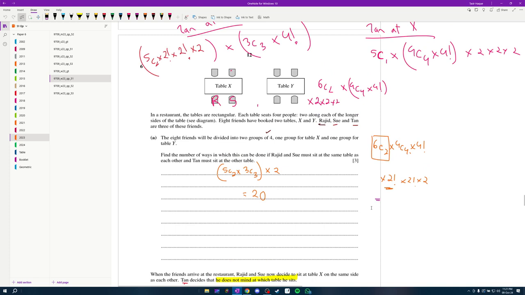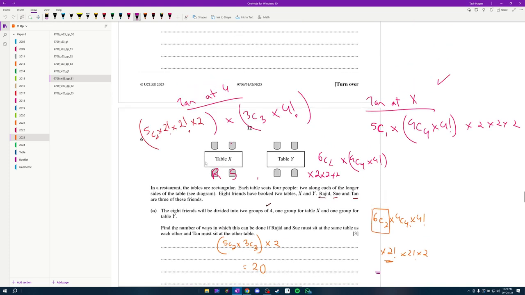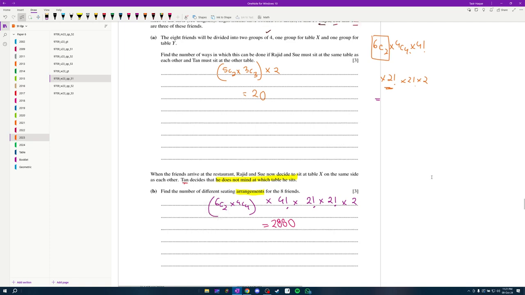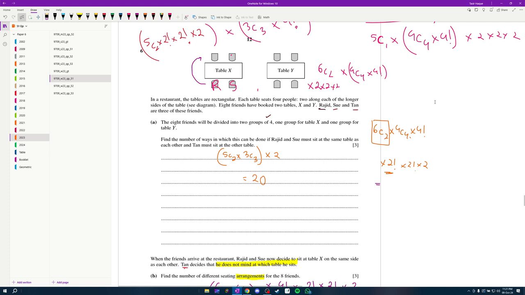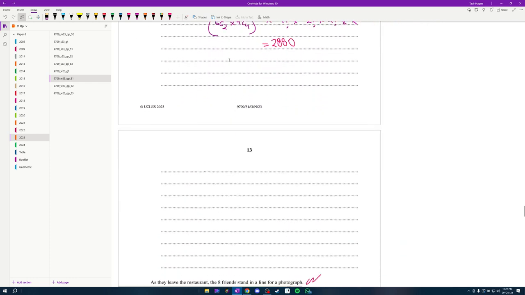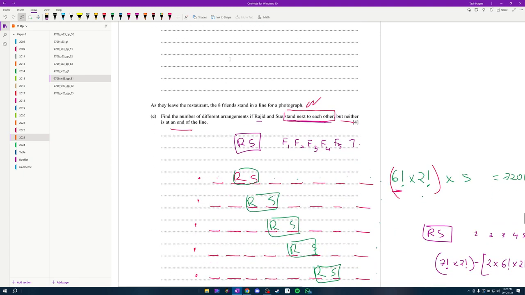And what about this 2? This is because Rajit and Sue can also sit on this side of the table. So that's the basic idea. So 6c2 times 4c4 times 4 factorial for these guys, 2 factorial for these guys, 2 factorial for these guys, and times 2 because Rajit and Sue could also sit on this side as long as it's the same side of the table. Okay, hopefully you guys understood. It's 2880.